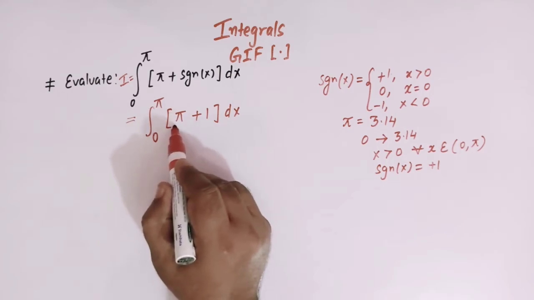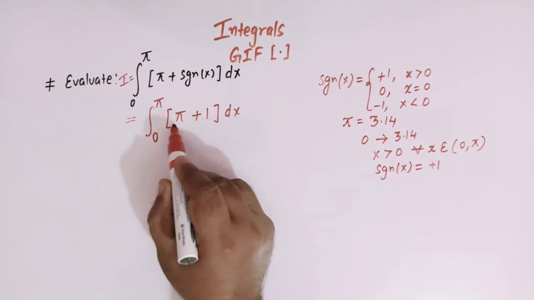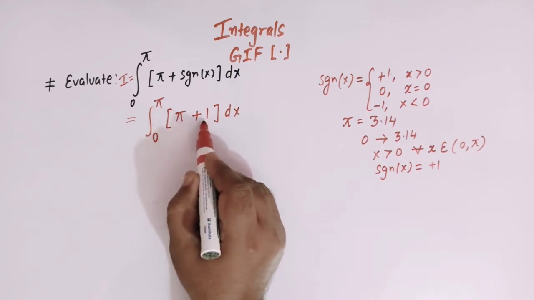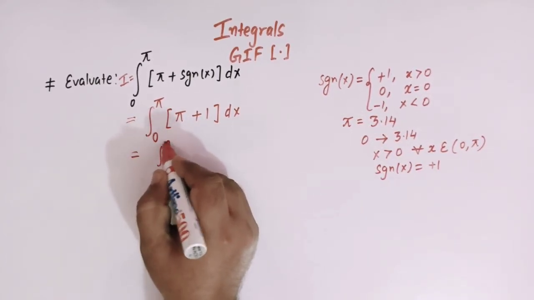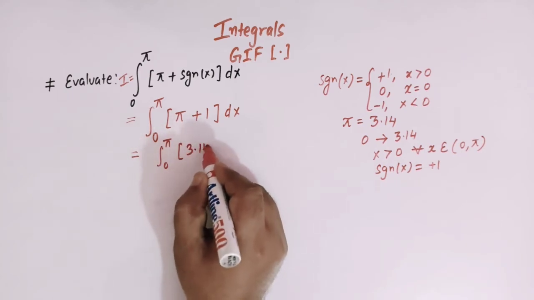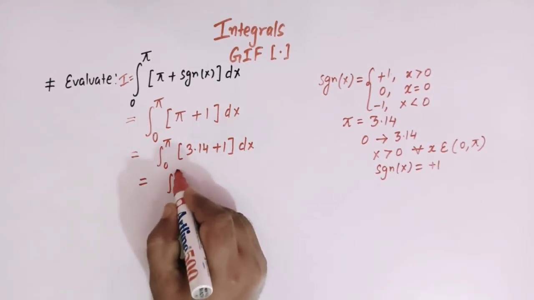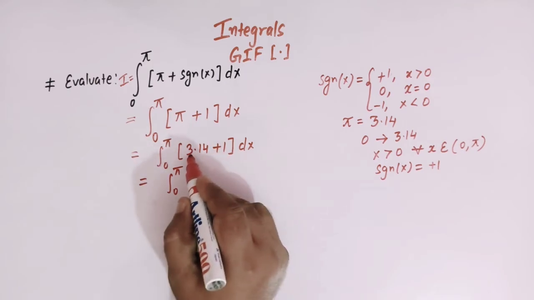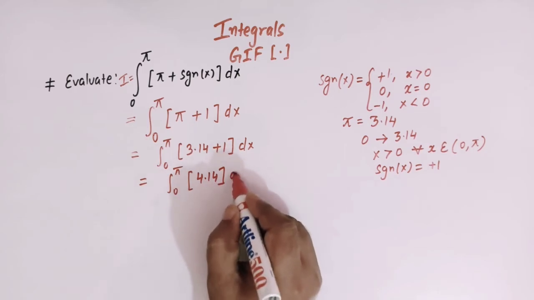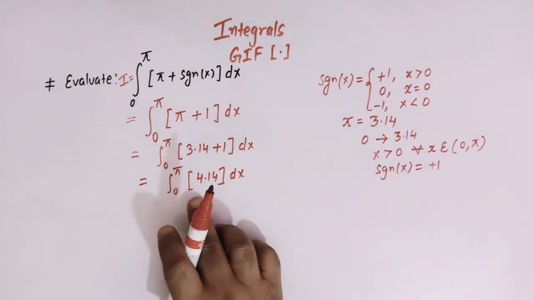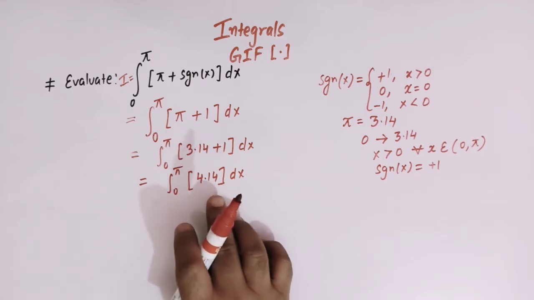Now pi is a constant and 1 is also a constant, so we'll just add up these two numbers. The approximate value of pi is 3.14, and here we have 1. If we add these two numbers, we get 4.14, the greatest integer of 4.14. At this step we have to make use of the definition of the greatest integer function.